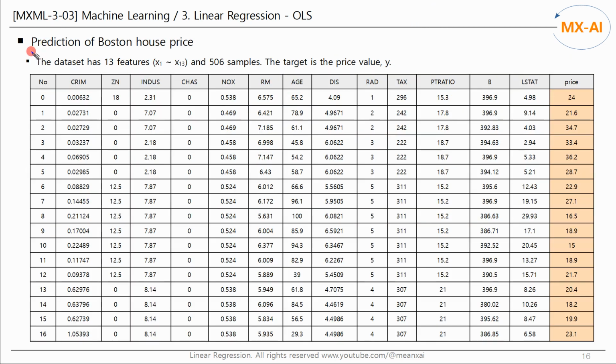Next, let's use linear regression to train and predict the Boston house price dataset. The dataset has 13 features and 506 data samples. The target value is the house price. The 13 features are like this. The values of feature X1 are very small, and the values of feature X12 are relatively large. Therefore, data standardization is necessary.